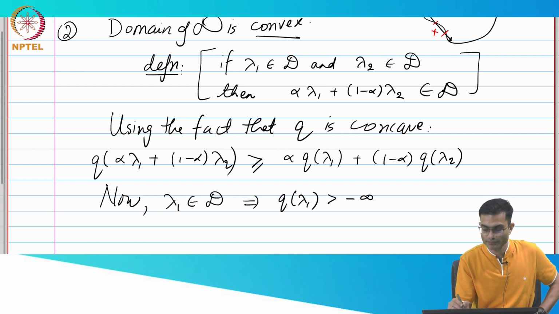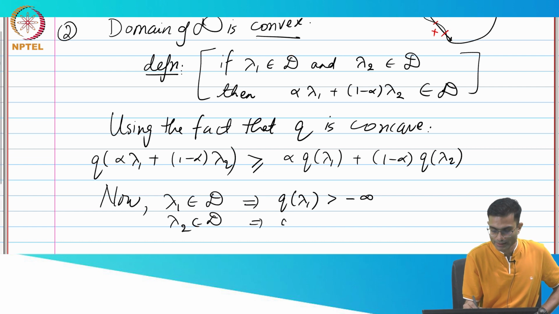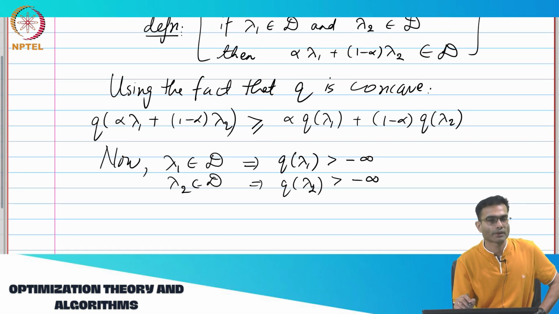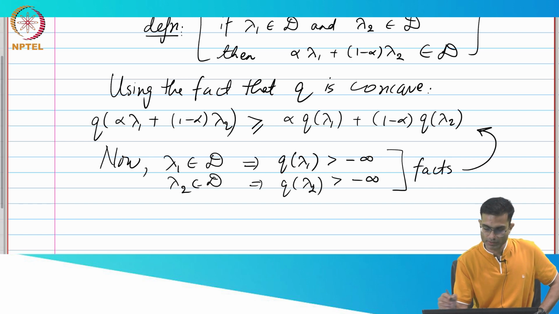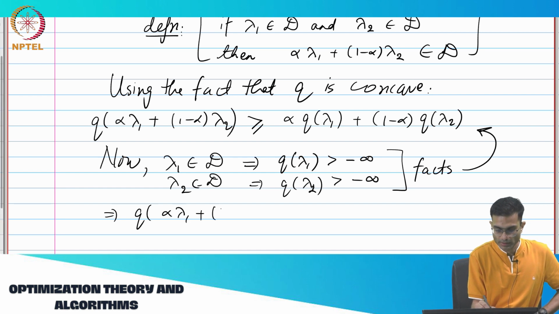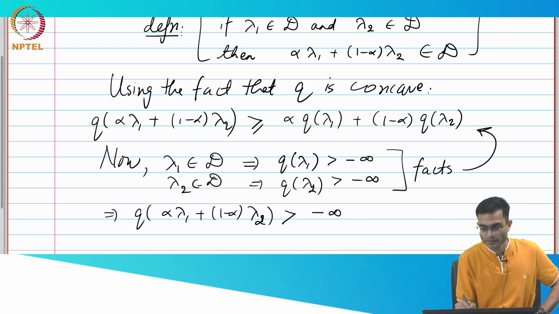Simply greater than minus infinity. In words, it doesn't blow up. Similarly, if lambda 2 belongs to this, it implies that Q of lambda 2 also does not blow up, right? So now if I take these two facts and plug them into this, what can I say about Q of alpha lambda 1 plus 1 minus alpha lambda 2? This is going to be greater than minus infinity.